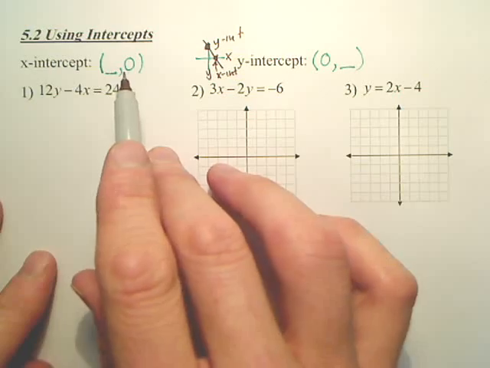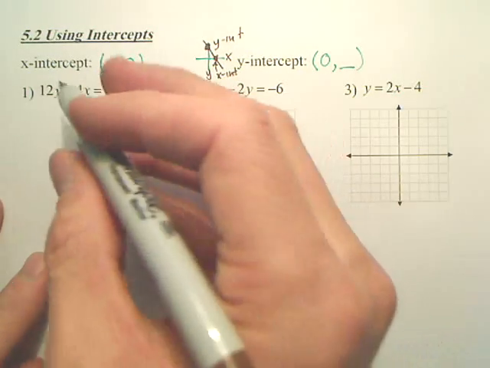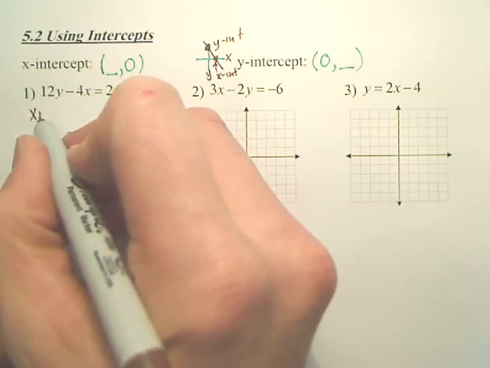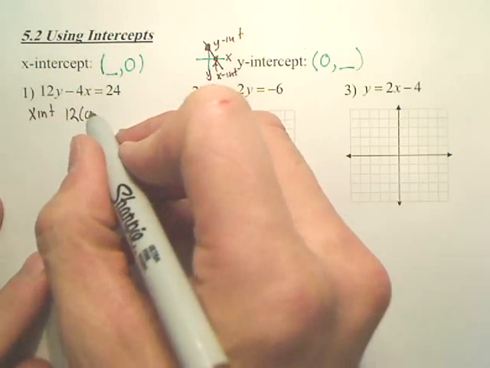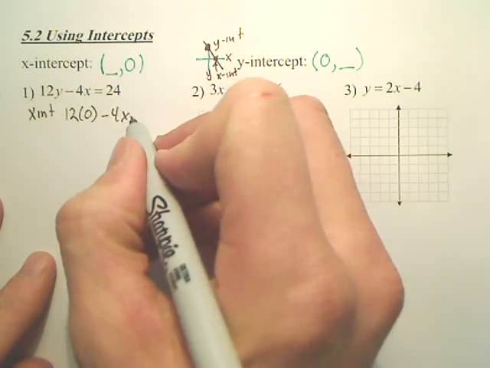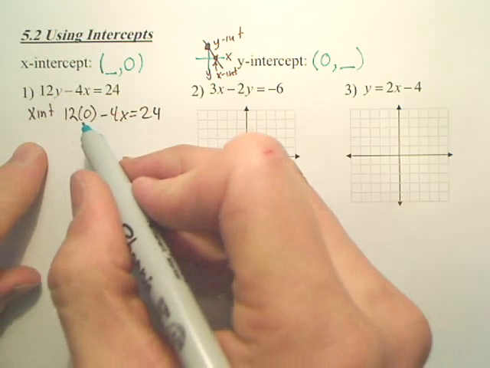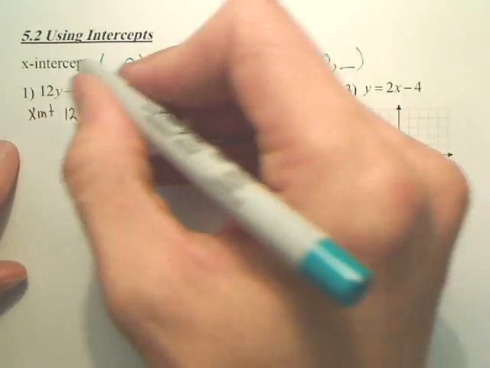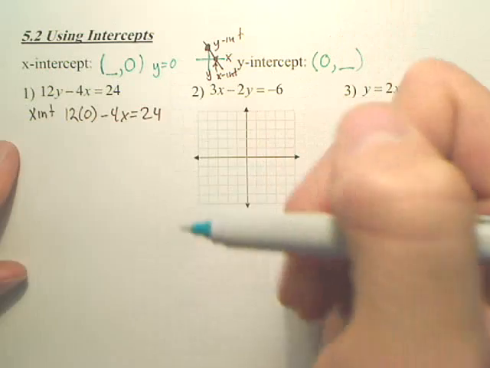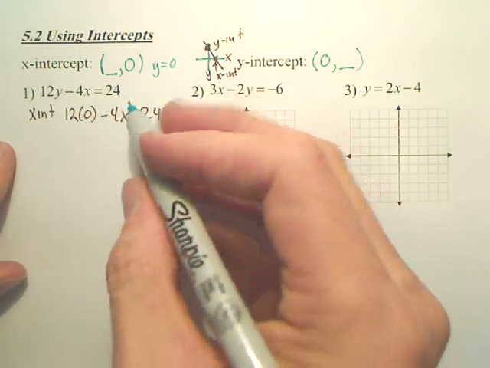Well, for the X-intercept, we plug 0 for Y and solve for X. So again, if I want to find my X-intercept, I plug 0 for Y. See how Y is 0? For your X-intercept, Y equals 0. So 2 times 0 is 0. That's gone.